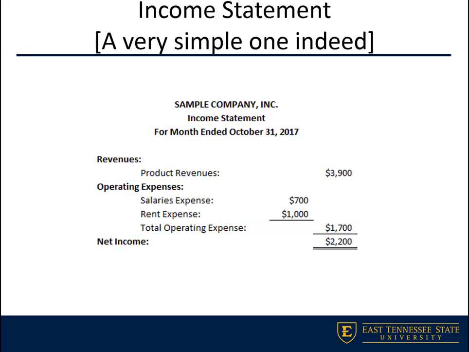Net income comes from simply subtracting the total expenses from the total revenues to give us about $2,200 in net income. Now, sometimes on income statements below this net income section, you're going to see another section. It's either going to be called net operating income or NOI, or you may see it sometimes, particularly in a for-profit setting, called EBITDA.